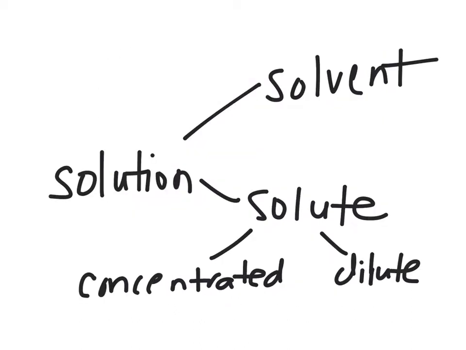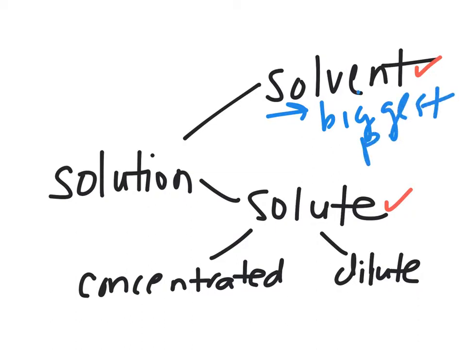So those parts are the solvent and the solute. So the solvent part of the solution is what you have the most of. It's the biggest part of that solution. And the solute is what's dissolved. Okay, so the solute is dissolved in the solvent. And when we talk about that solute, we often want to talk about how much of that solute we actually have dissolved. So we can talk about that solution being either concentrated, which means we have a lot of solute dissolved, or dilute, which means we have a little bit of solute dissolved.